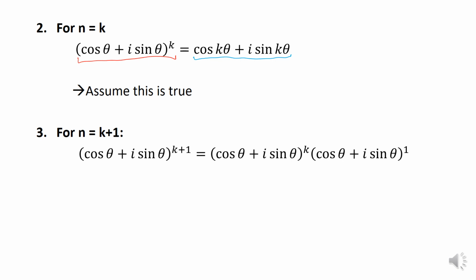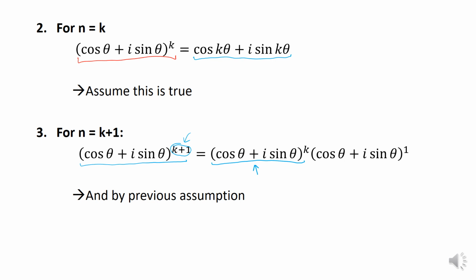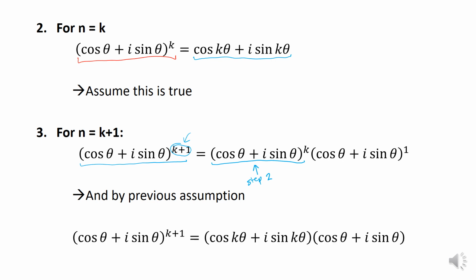So here we go. So we're writing it down. (Cosine theta plus i sine theta) to the power of k plus 1. So that's where we start. We're starting with the left-hand side. And we're going to split up these two powers to give me two brackets here. (Cosine theta plus i sine theta) to the power of k multiplied by (cosine theta plus i sine theta) to the power of 1. Now, by our previous assumption, so by step 2, what can you see here? You can see that is from step 2. So we can replace that part and write it as cosine k theta plus i sine k theta, and the second bracket remains the same.